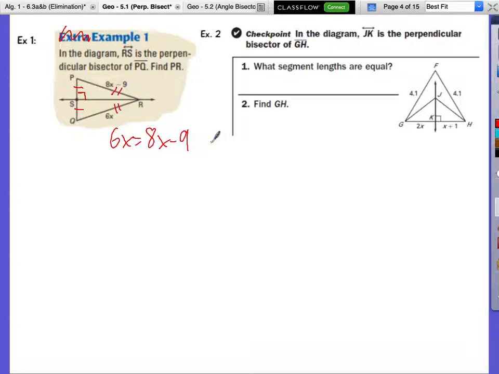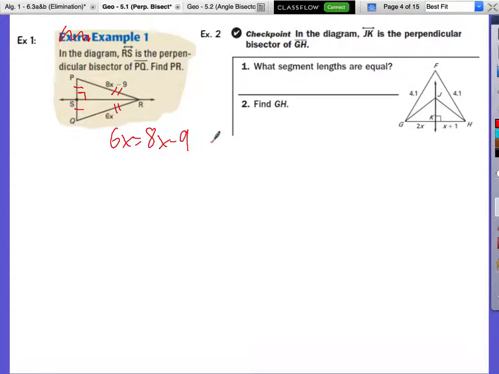So where it says theorem and it says perpendicular bisector theorem, this one, yes. So it was this part. Thank you for asking. Because R is on the perpendicular bisector of the segment, we know it's equidistant from P and Q, the endpoints of that segment. So that tells us that we can set up this equation Nick told me: 6x is equal to 8x minus 9.